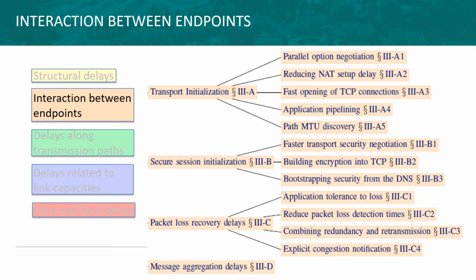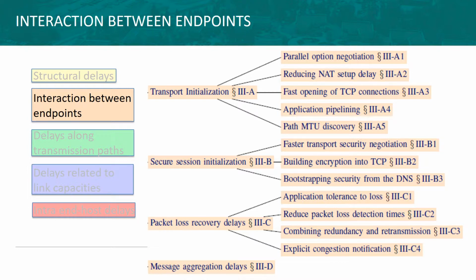We also have secure session initialization. When you want to communicate, you typically not only want a connection, you want a secure connection. And getting this security can also add additional delay. Here, the new TLS 1.3 protocol is an example of how to reduce the delay for setting up the secure connection, cutting one of the round trips away as compared to TLS 1.2 when you set up a new secure connection. Of course, the new QUIC protocol combines transport initialization and the secure session initialization and allows you to do this in zero RTT if you have communicated with the server in the past.